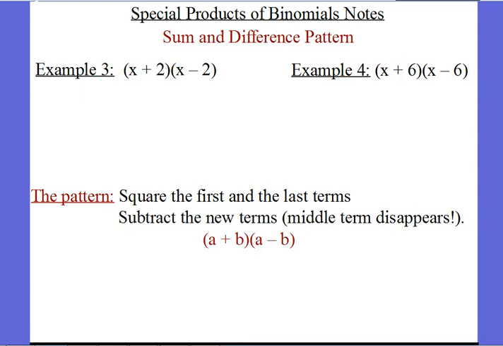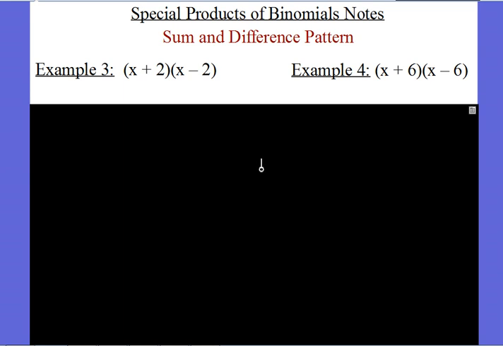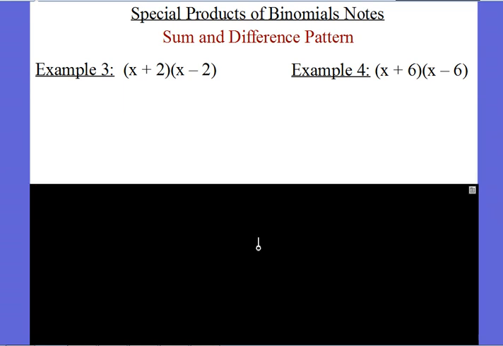So the second special case that we're going to take a look at is the sum and difference pattern. Let's take a look at two examples. Again, we're going to use the distributive property and see what happens. Let's take my first term x and multiply it by both terms in the second polynomial. So I've got x times x, which is x squared, x times negative 2, which is negative 2x. Then the second term, 2 times x and 2 times negative 2. So 2 times x is 2x, and 2 times negative 2 is negative 4.